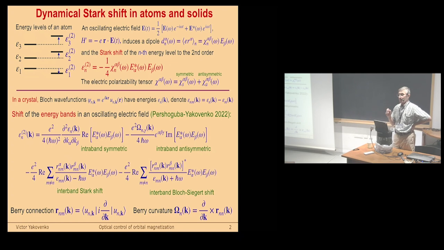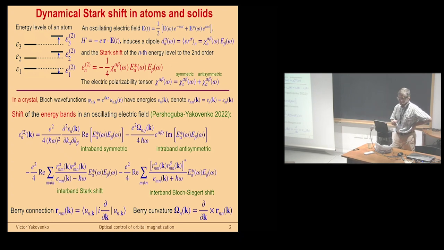They know exist only in crystals. So only solid state physicists should know about them, although to my knowledge they are not very well known. Meaning the symmetric term is known, but antisymmetric, I'm not sure. I mean, we may be the first ones who actually described it explicitly, but anyway.